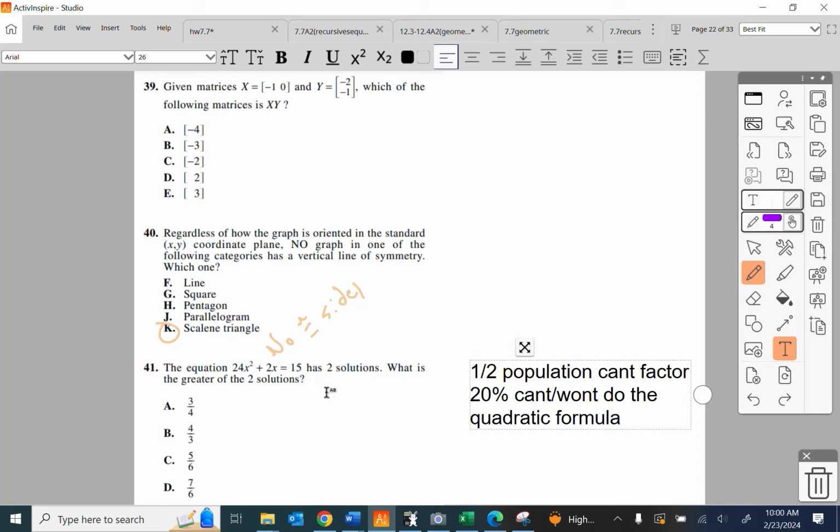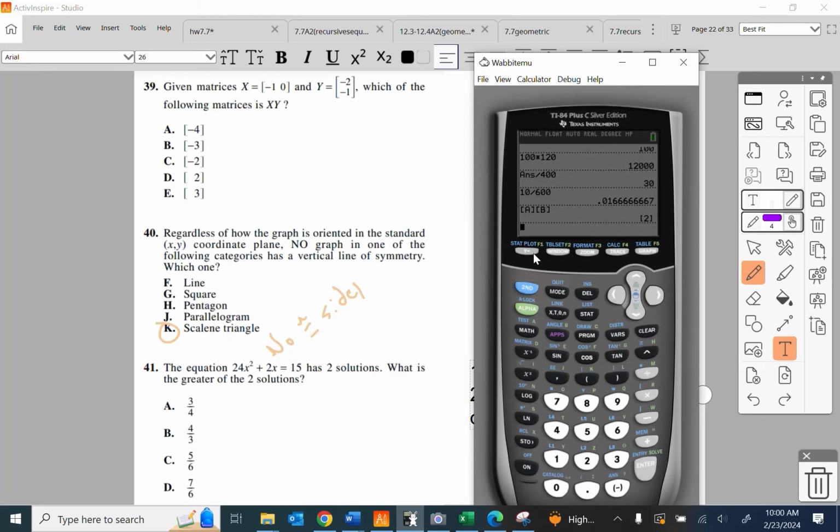So we'll just do y1, y2. We're going to put 24x squared plus 2x in y1, 15 in y2. So cheat. You're holding a TI-84. Cheat. And depending on your speed, it might be a quicker way to do it. Also depends on what kind of instruction you received in high school. But anyways, you do a zoom 6.